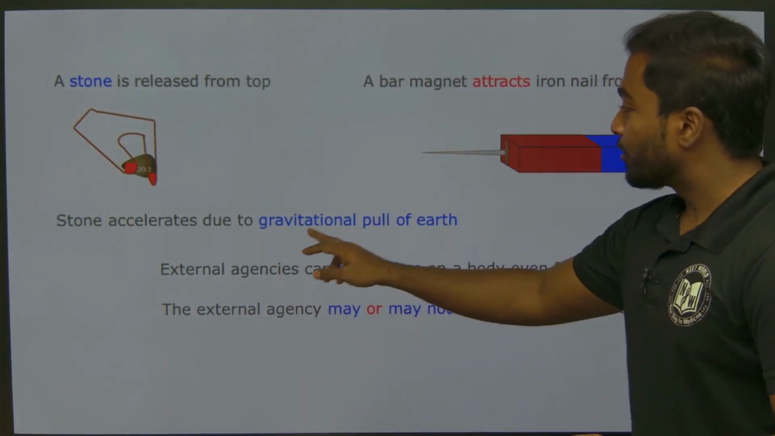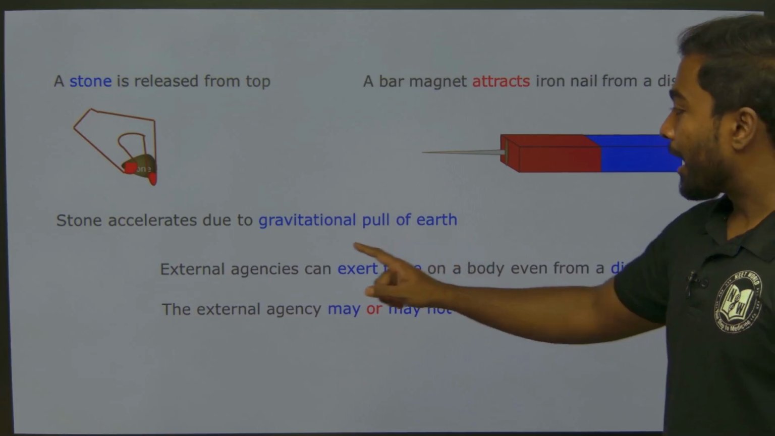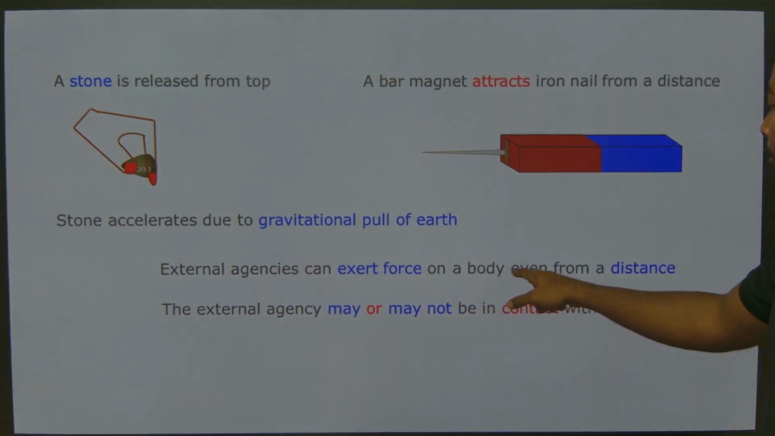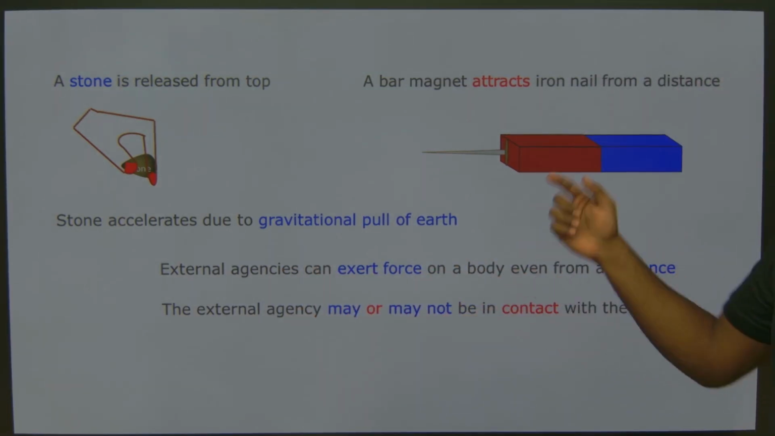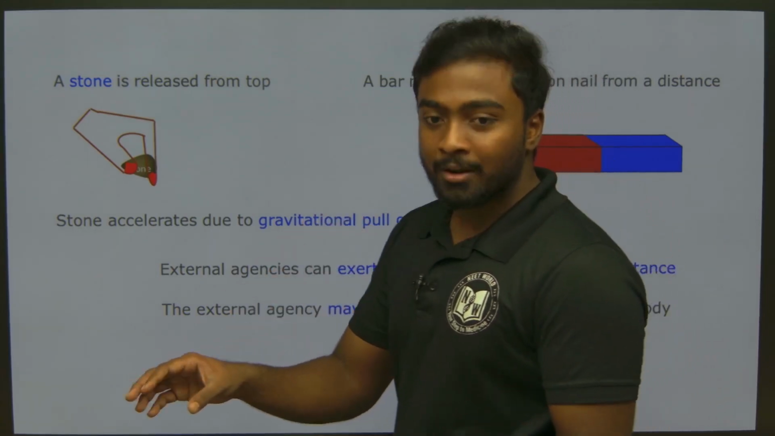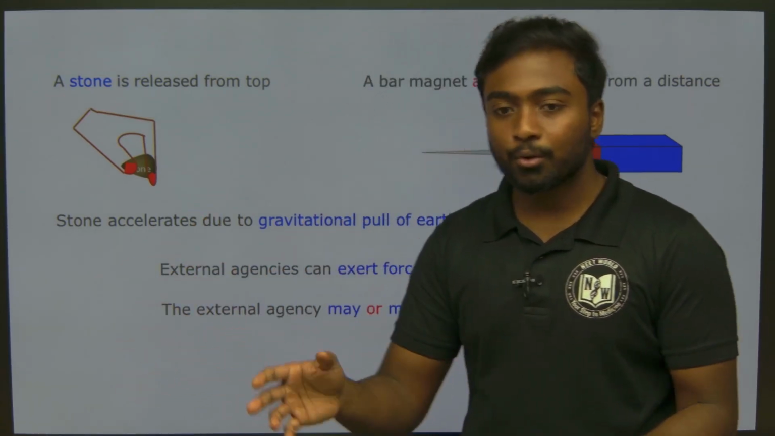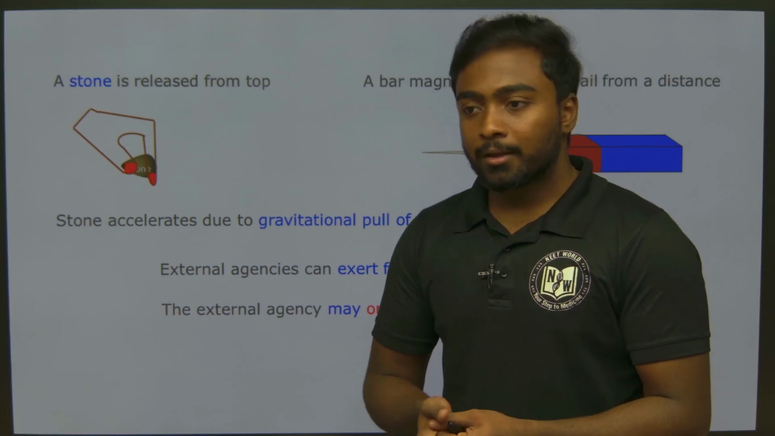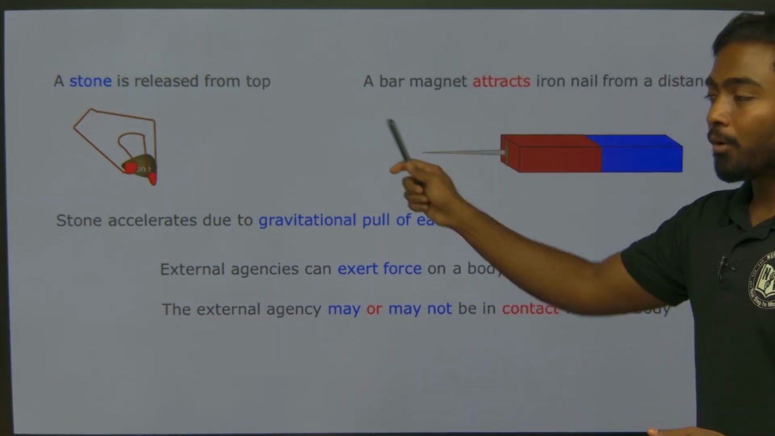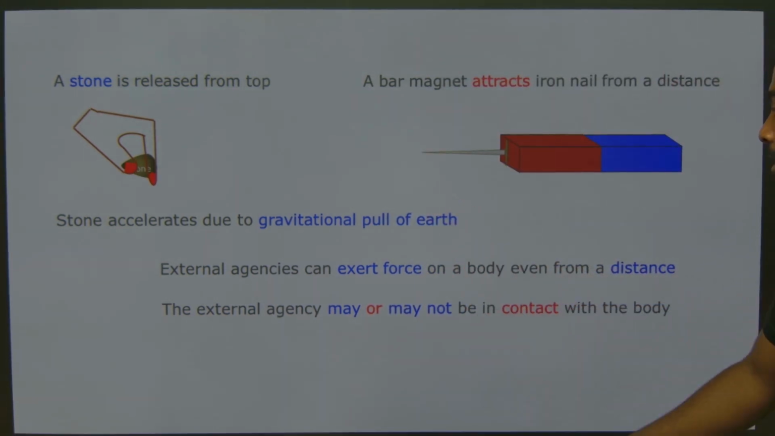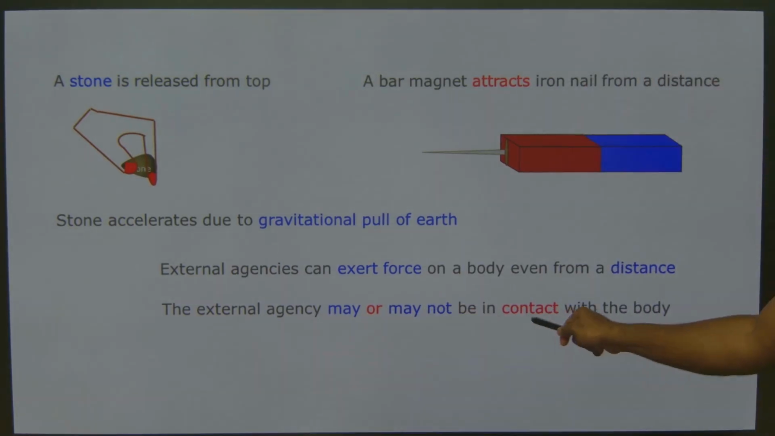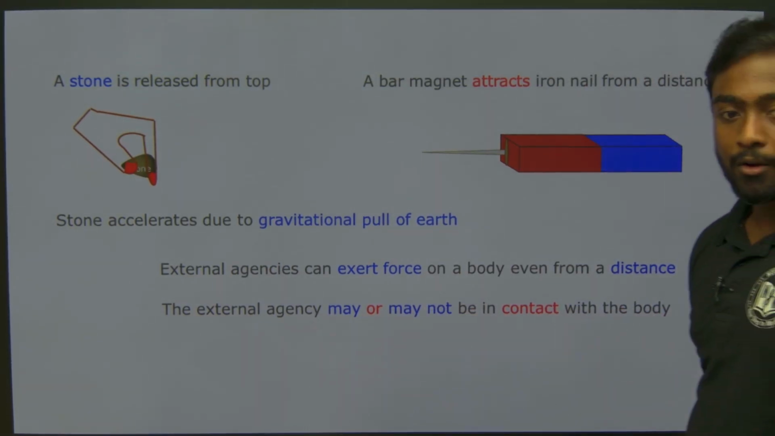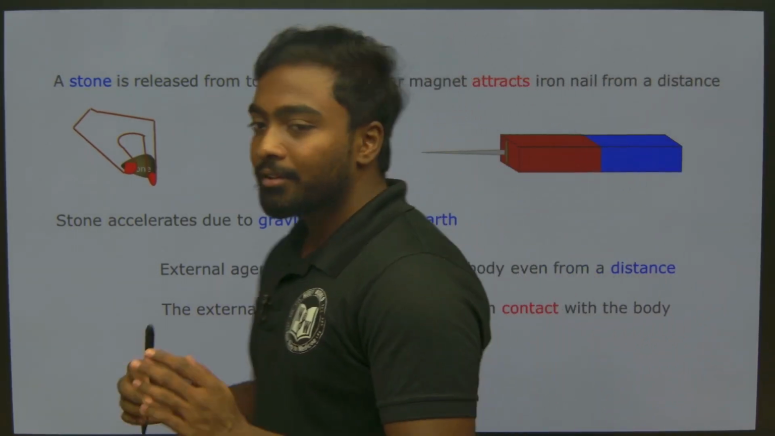Stone accelerates due to gravitational pull of earth, and an external agency can exert force on a body even from a distance. Like if I want to apply force, no need to touch or be in contact also, right, no? Yes or no? That's the main motive of these two examples I kept over here. So the external agency may or may not be in contact with the body. Got it?